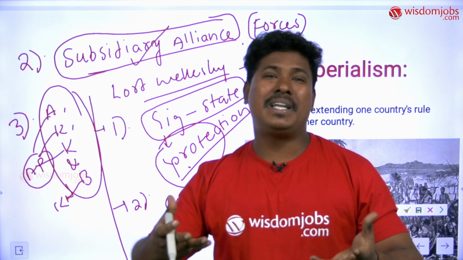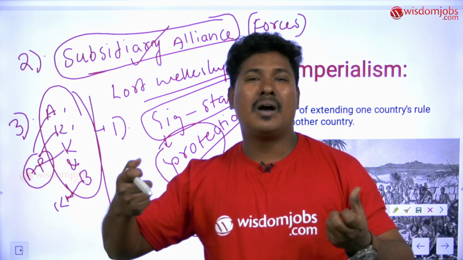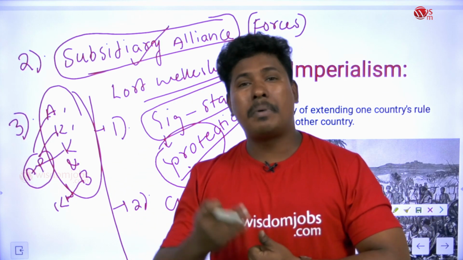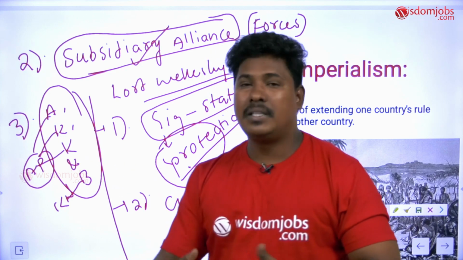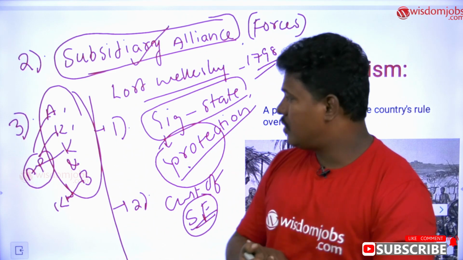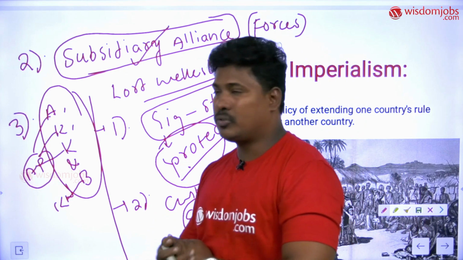So this is how the British, from one side, became the economic power of India, superpower of India. From the other side, they received so many revenue districts, right? Thus the British became a territorial and economic power of India through this policy.